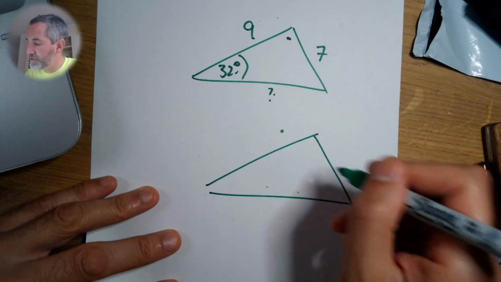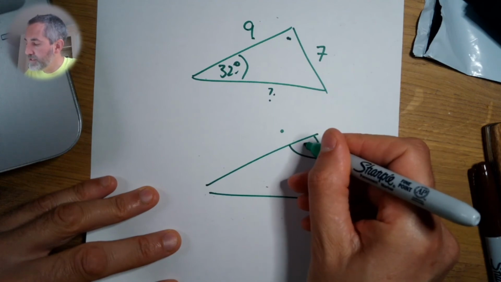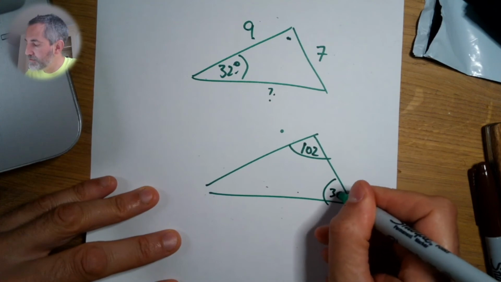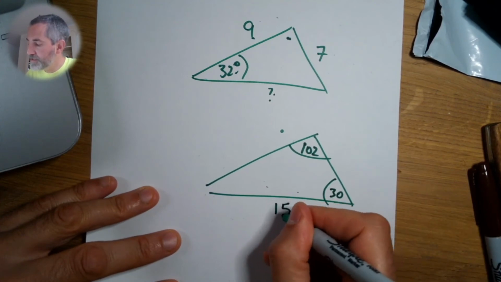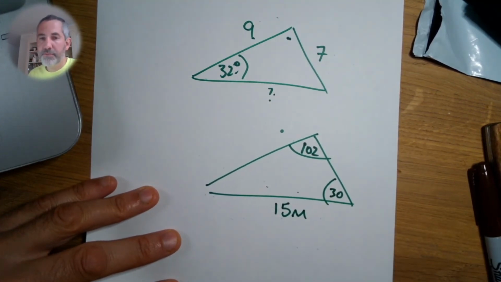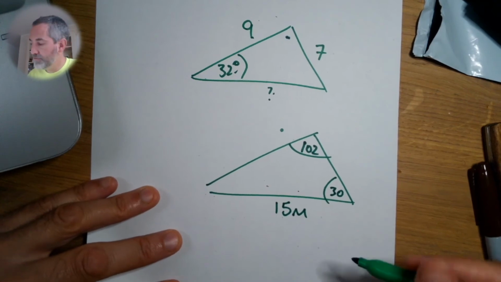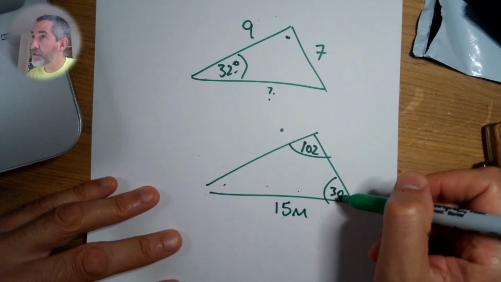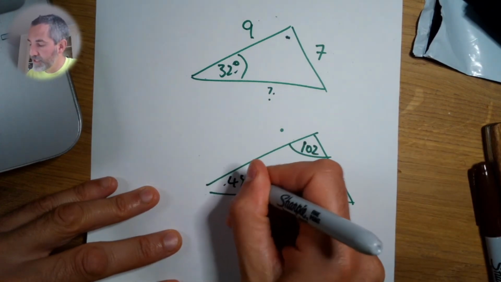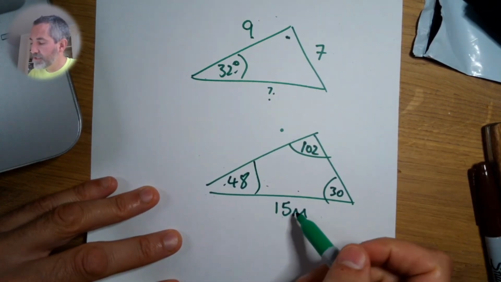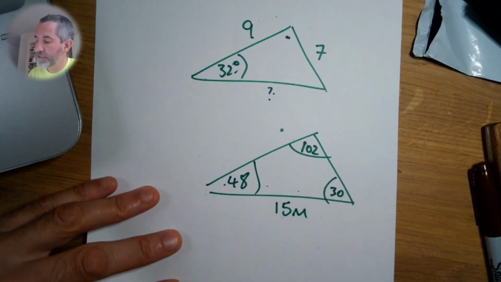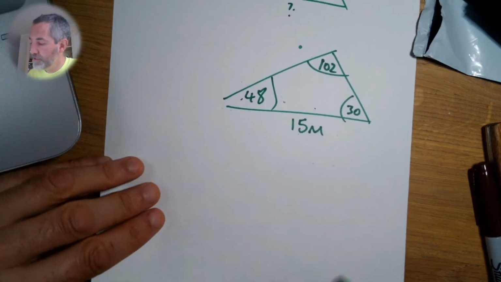Something else that's perhaps not possible is if you had this. That looks like 102 to me. Let's say that was 30, and let's put this here. You couldn't possibly work out the area of this triangle because although you can work this out, this is 132, so we're missing 48. You still haven't got two sides. You need two sides and the angle between them to work it out.